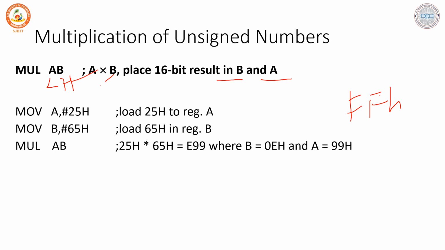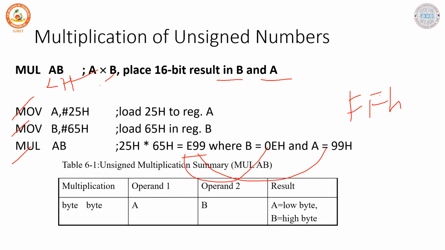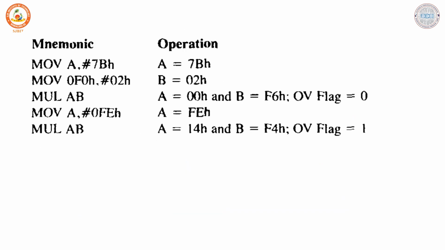Let us take an example here where I am loading the accumulator A with an immediate value 25, and I am loading the B register with 65. When I perform the multiplication operation, the value is 0E99H, where 99 is loaded in the accumulator and the higher byte is loaded in the B register. Here is a table which shows byte to byte multiplication of the A and B contents, lower byte in A and higher byte in the B register.